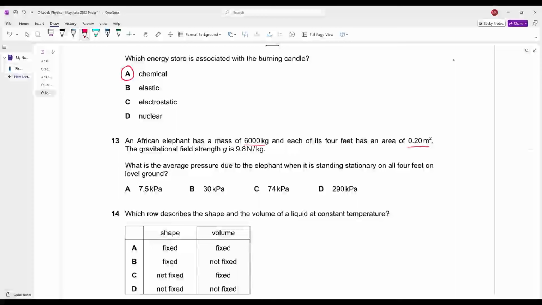An African elephant has a mass of 6,000 kg and each of its 4 feet have an area of this. The gravitational field strength is this. You have to calculate the pressure. क्या आप वेट निकाल सकते हो? Yes. Mass into gravitational field strength. मास क्या है? 6,000 into 9.8. क्या आंसर आ जाएगा?